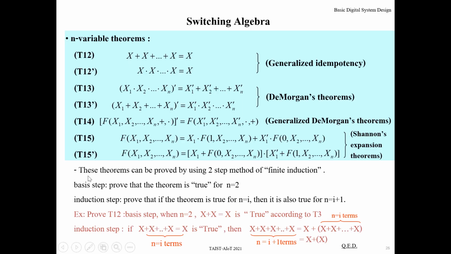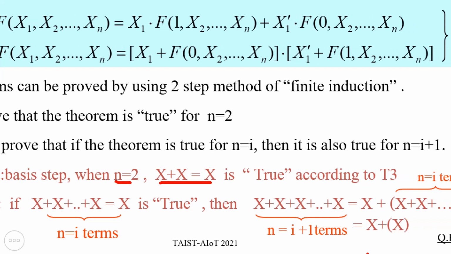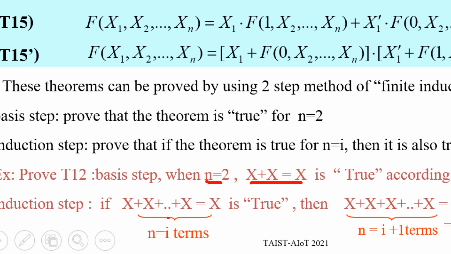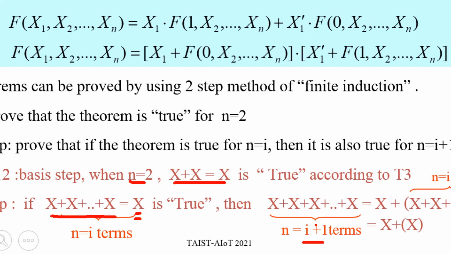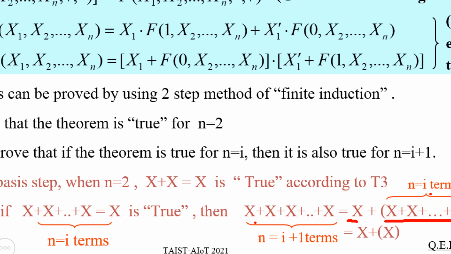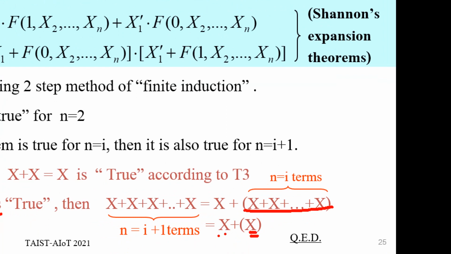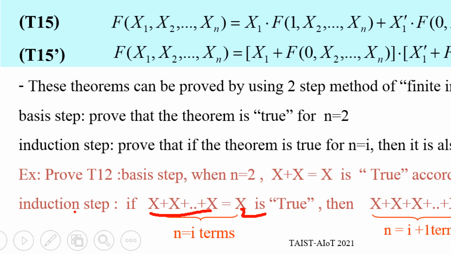So it's called finite induction. For example, for the basis step, n is 1, then x plus s is x. Okay, it's true according to theorem number 3. And then for n is i terms, if the sum equal to x is true, then when n is i plus 1, that means it's one term plus i terms. Based on this assumption, this i term sum equals x. Then it becomes x plus x, which is equal to x also. So now you have proved both the induction step and the basis step. That means this theorem is true.